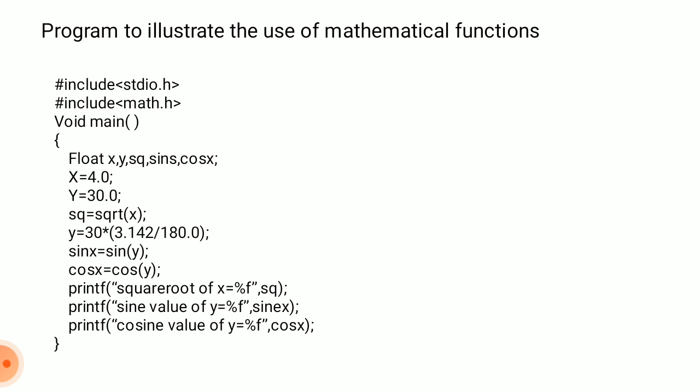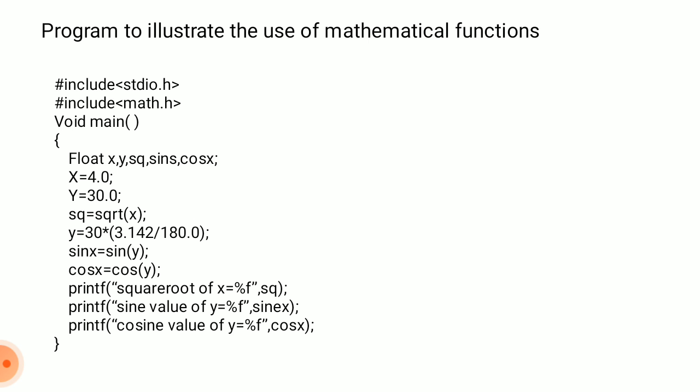Now sin x is equal to sin of y, that is, sin of y means whatever value you are getting in the previous statement will be assigned here. Then cos x, cos of y. And last, print square root of x, print sin value of y, that is sin x, print cosine value of y, that is cos x. So these are the results. What you are going to print: square root, sine value and cos value. So before calculating sine and cos value, first you have to convert that 30 degrees into radians. Then you can calculate, then finish.